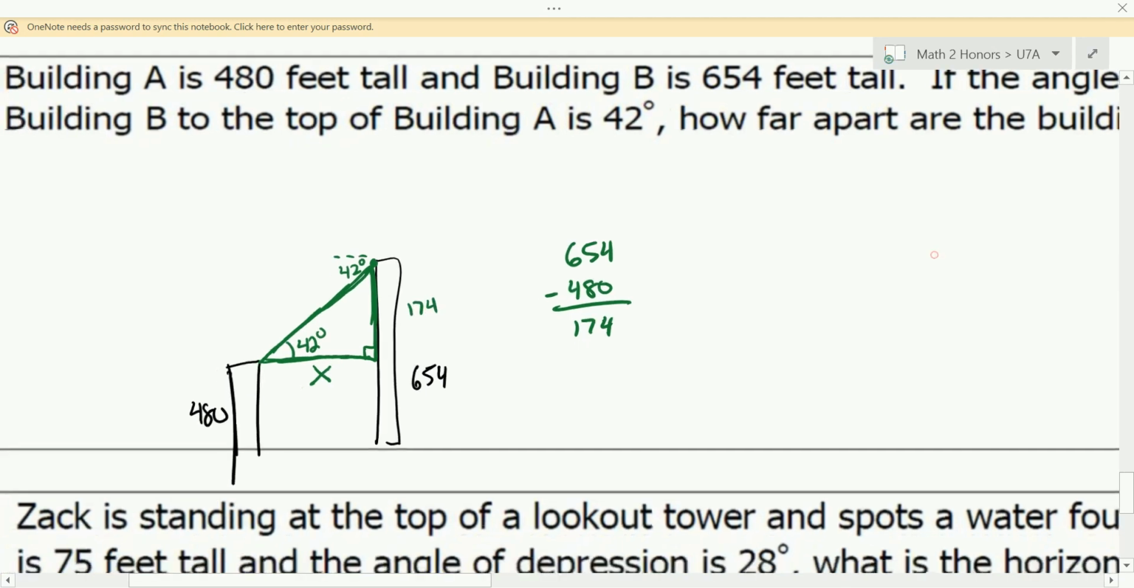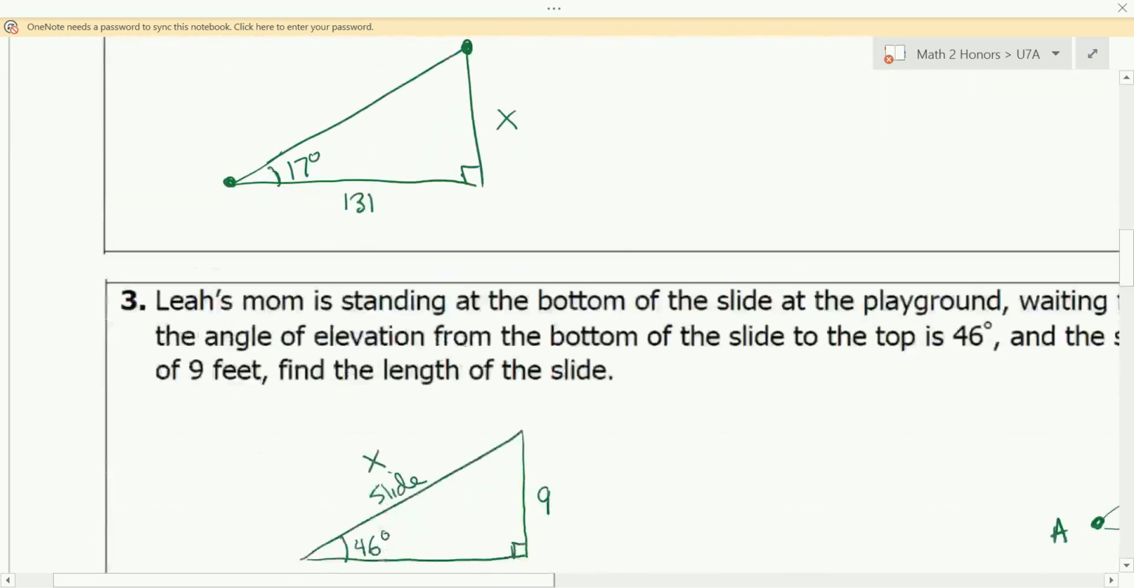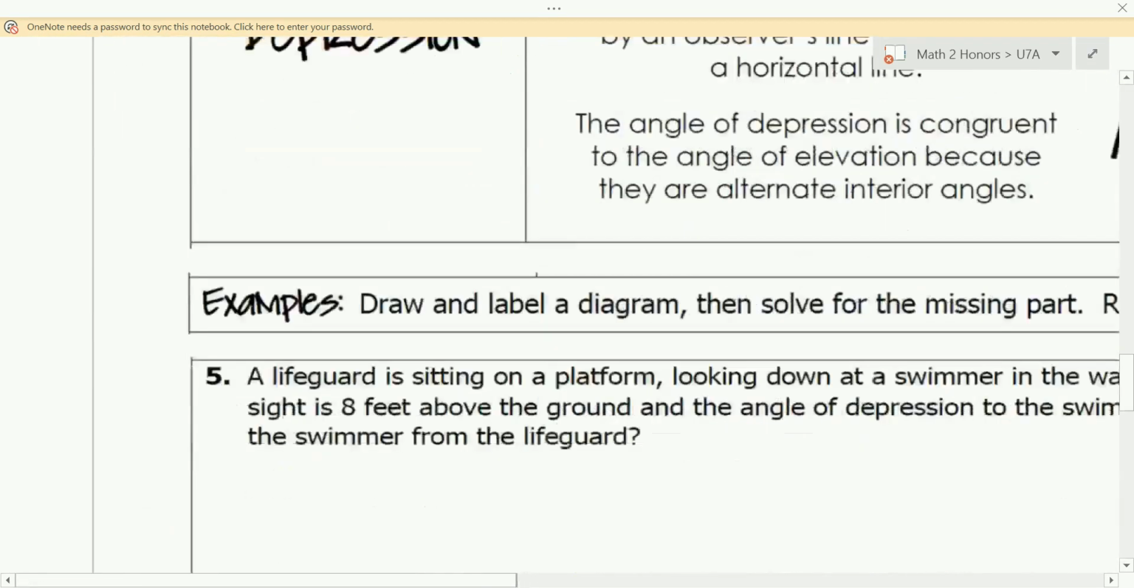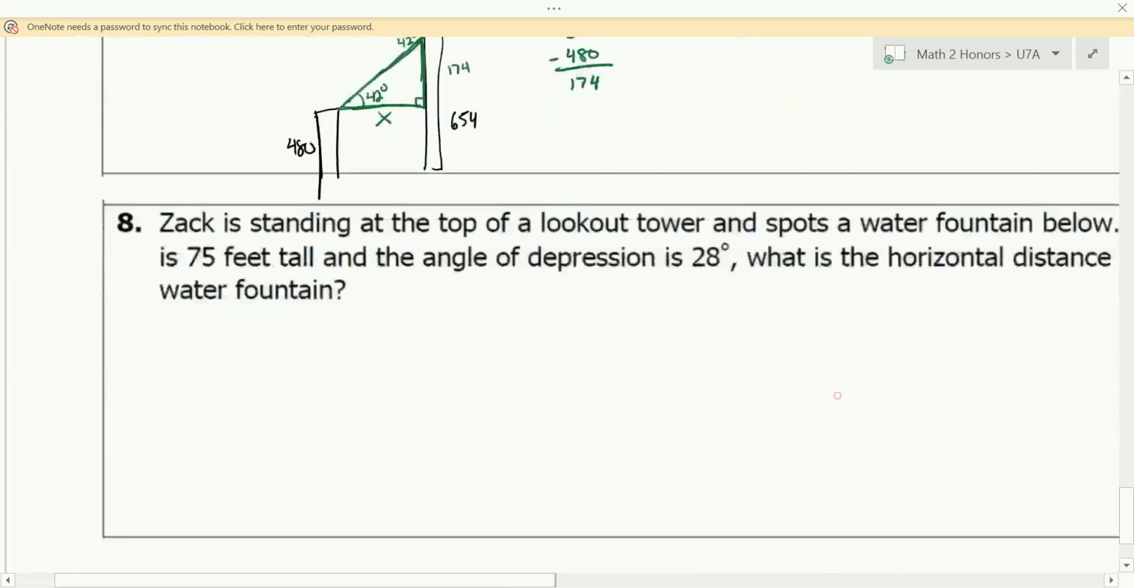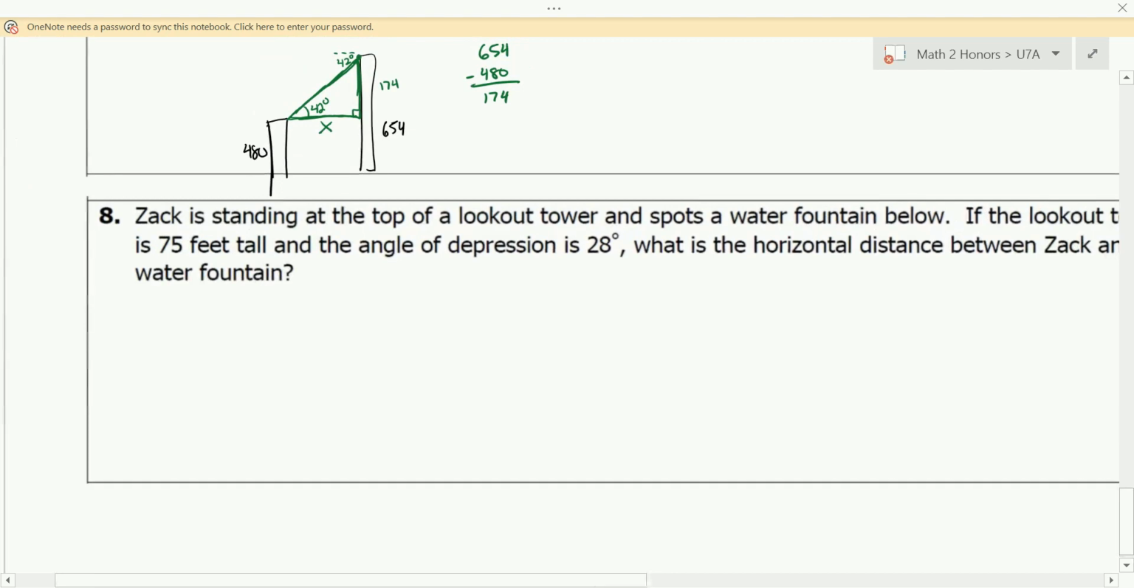All right. Last one, 8. I want you to do everything with this. So I want you to draw it, solve it, from start to finish.